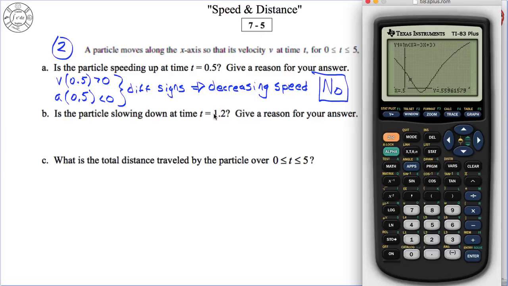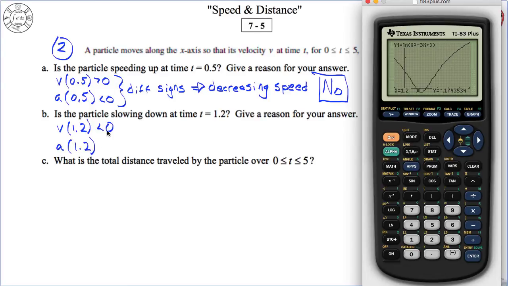All right, is the particle slowing down at time equals 1.2? So again, come to calculator, 1.2, hit enter, and that's on that bottom part of the graph. We can see that our velocity at 1.2 is going to be less than 0, and our acceleration at 1.2, so the height is less than 0, but the slope is also less than 0. So these are both the same sign, and that implies increasing speed.